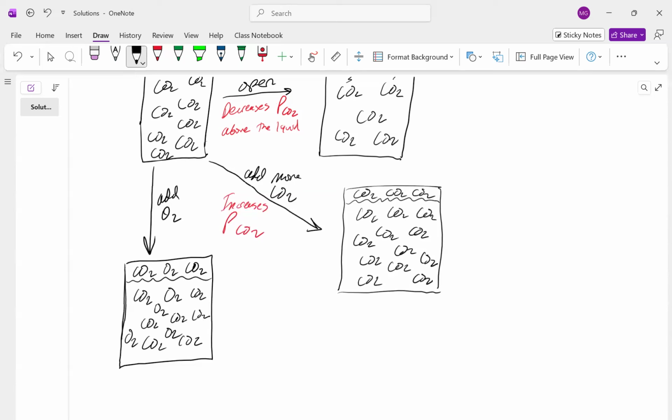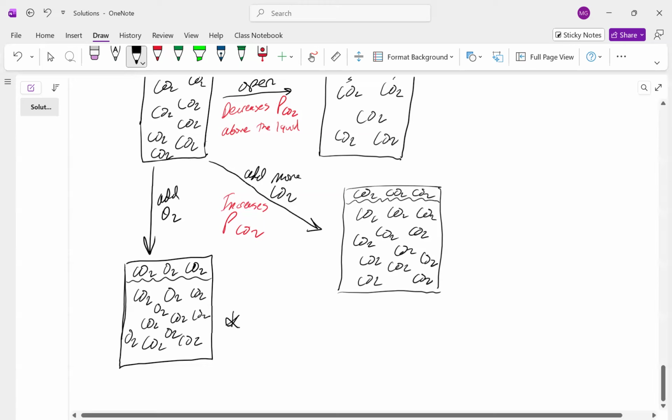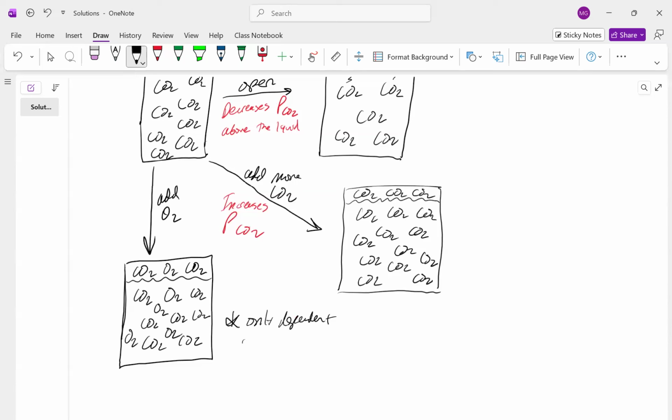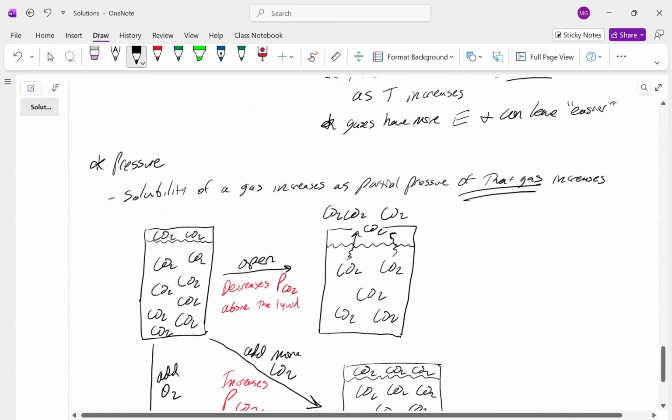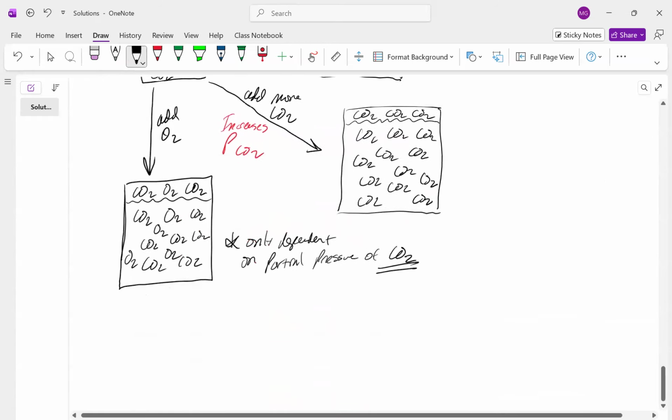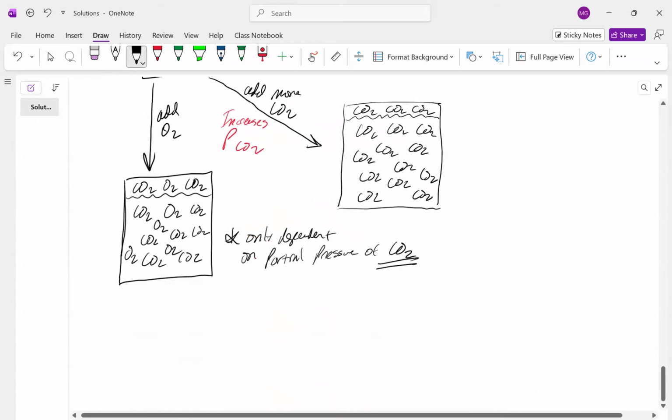So the solubility is only dependent on the partial pressure of CO2, not if I add any other gas. And in the following problems, we're going to do some examples demonstrating how we can quantify the solubility of a gas in a liquid in our next video.